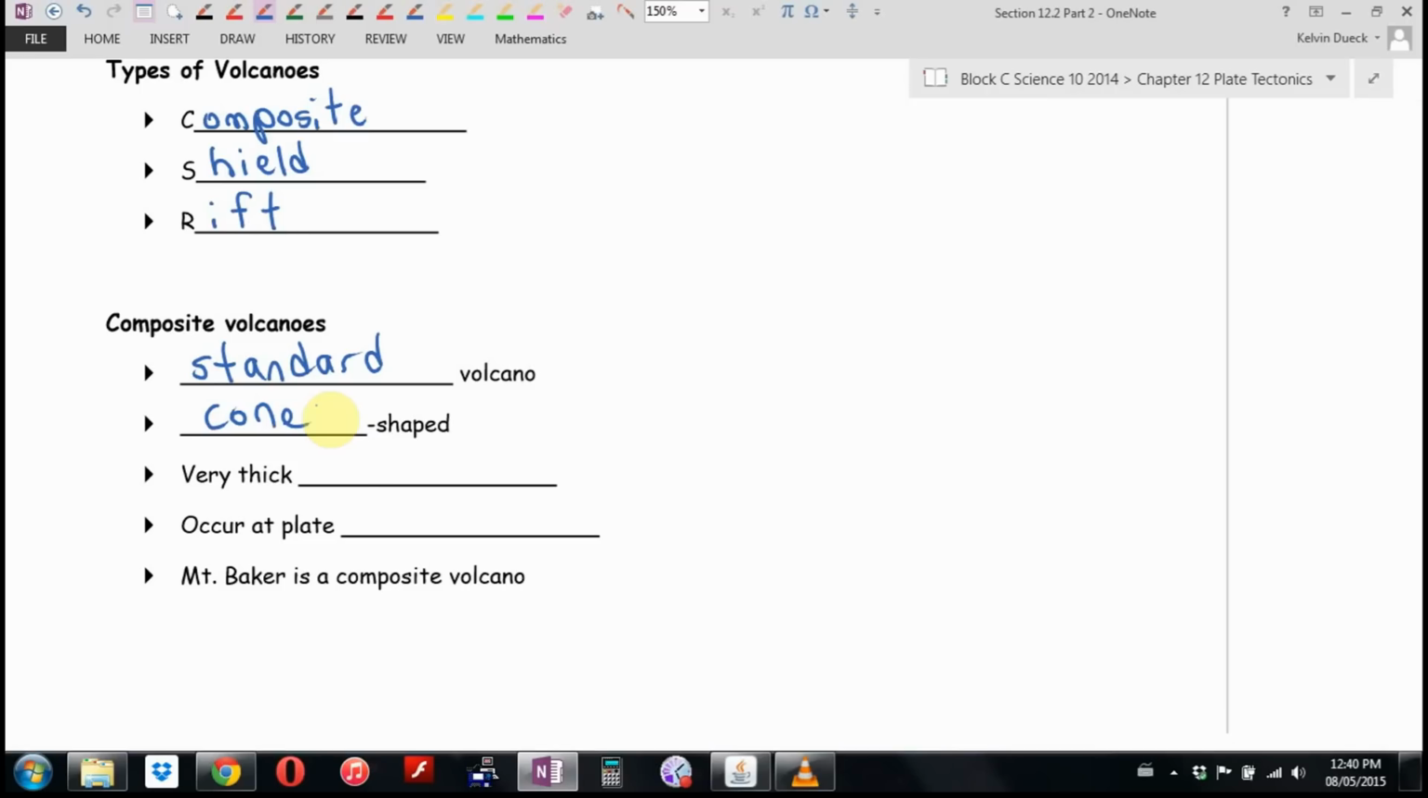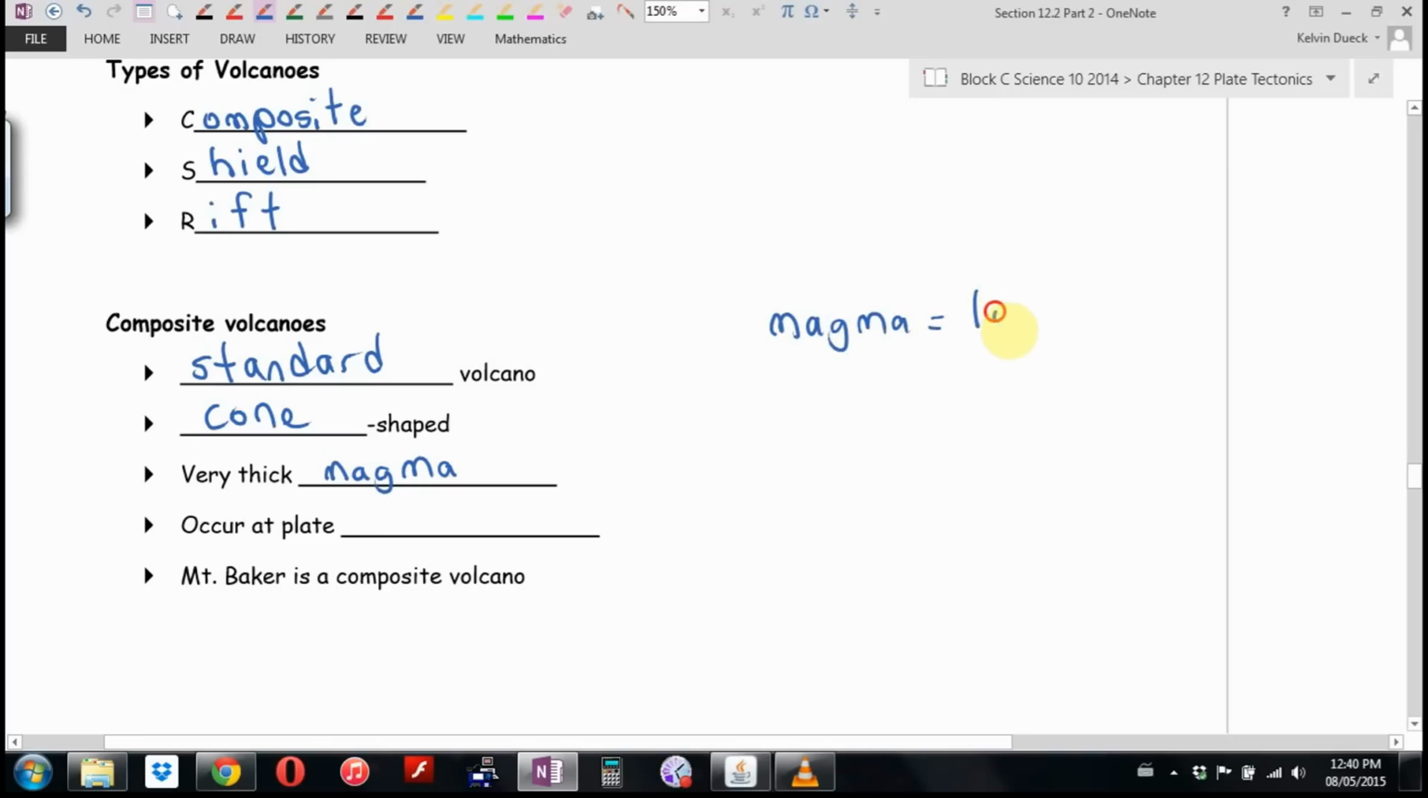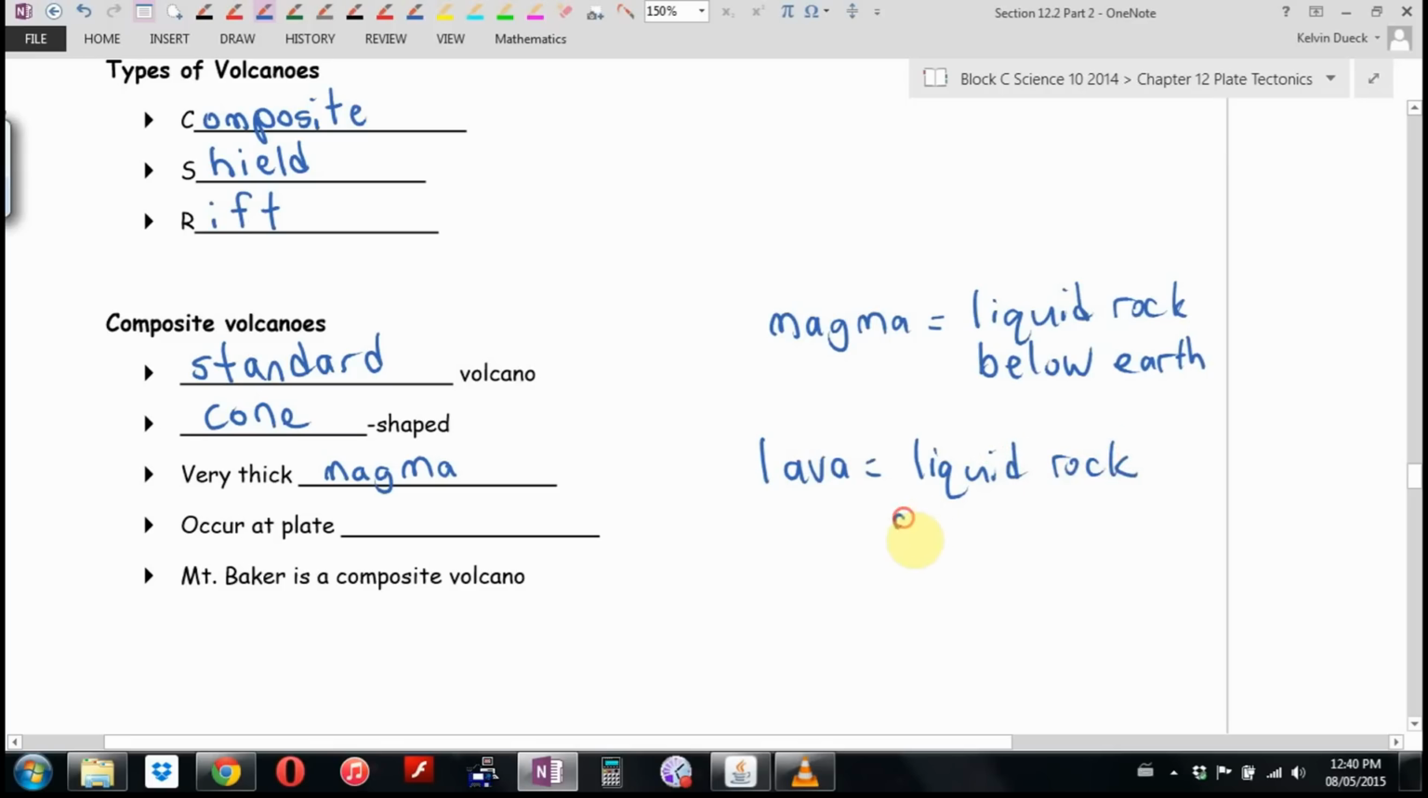They are formed by very, very thick magma. And I should make a little note. Magma equals liquid rock below the Earth. Once magma gets to the Earth's surface, what do we call it? Yeah. Lava, liquid rock above the surface.